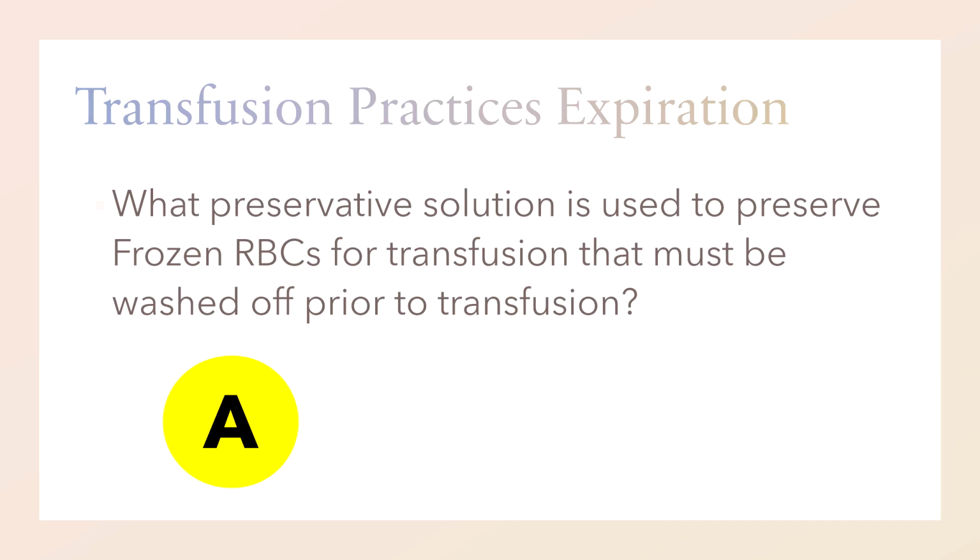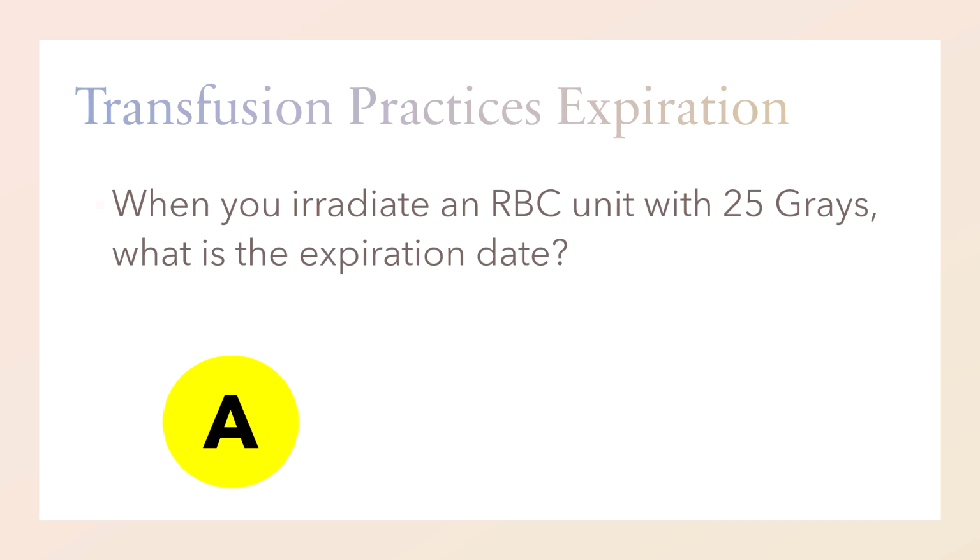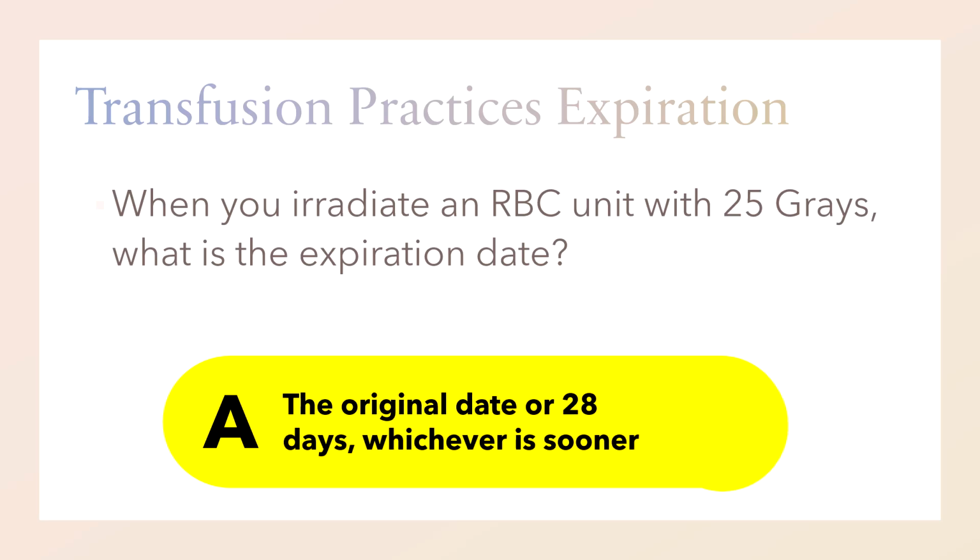Transfusion practices, expiration. What preservative solution is used to preserve frozen red blood cells for transfusion that must be washed off prior to transfusion? 40% glycerol. When you irradiate a red blood cell unit with 25 grays, what is the expiration date? The original date, or 28 days, whichever is sooner.